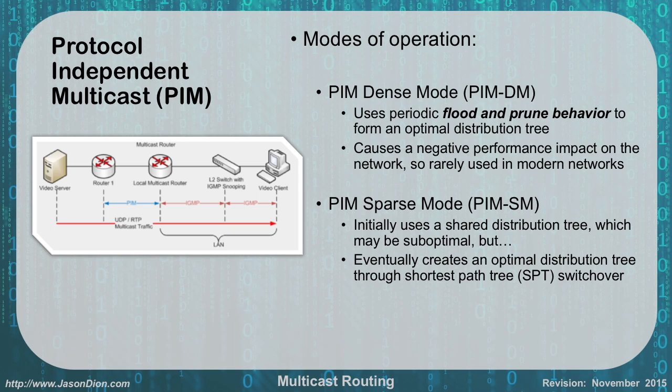With PIM, this is where our router-to-router communication occurs. We have two different modes that PIM can operate in: dense mode and sparse mode. With dense mode, we do a periodic flood and prune behavior to form an optimal distribution tree. I'll show you some pictures of that as well. This is going to have a negative performance impact on the network, though, because you're flooding it with so much traffic and then reducing back to what is required, which is what we do in the prune. Generally, in most modern networks, we're going to use PIM sparse mode, or PIM-SM. What it initially does is create a shared distribution tree, but it may not be the best one. Over time, it's going to create the optimal distribution tree and switch over to the shortest path tree to create the most optimal environment.